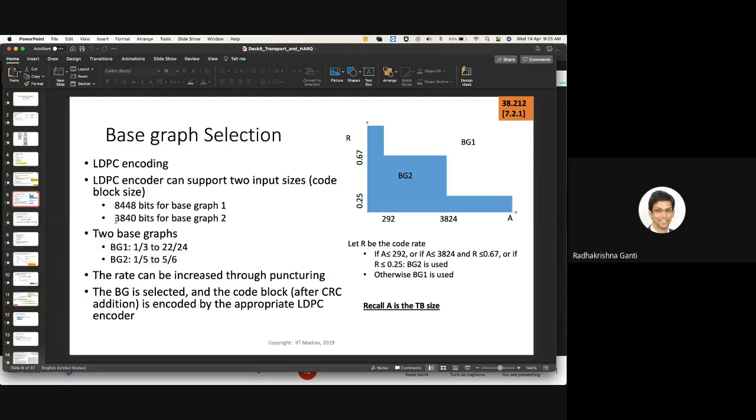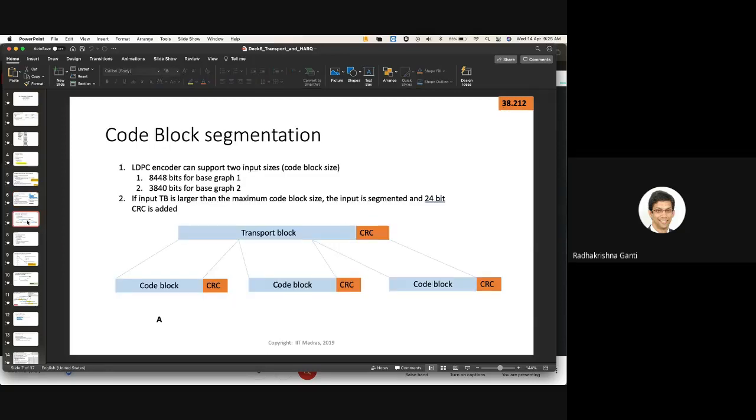Okay. One thing you should remember is the maximum number of input bits that each LDPC encoder can take: base graph 1 can take 8448 and base graph 2 can take only 3840. So what happens if your transport block is larger than this? That is the reason why you break the transport block into something called code blocks. The code blocks are the ones which are input to the LDPC. Your transport block might be very large, so you break it into smaller parts so that they can be passed as inputs to your LDPC encoder. Remember, the maximum bits supported are 8448 for BG1 and 3840 for BG2.